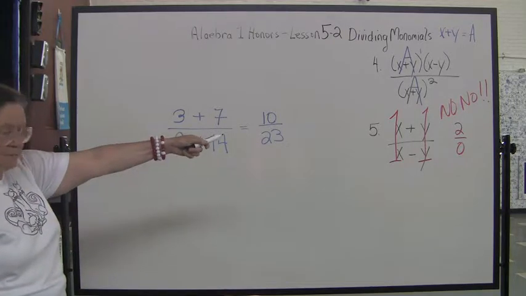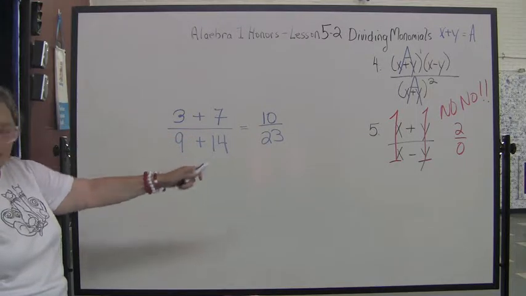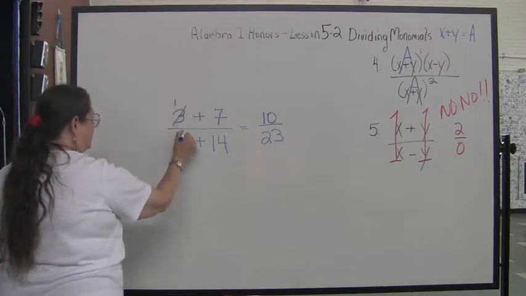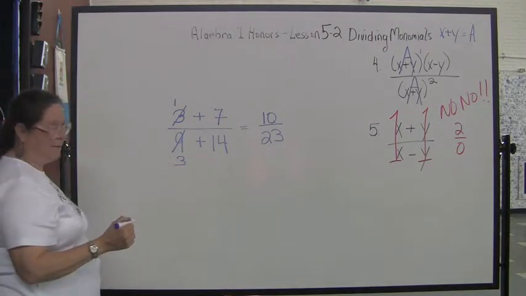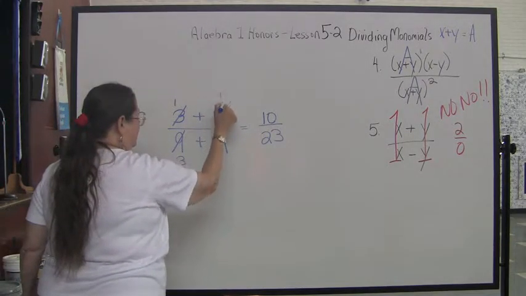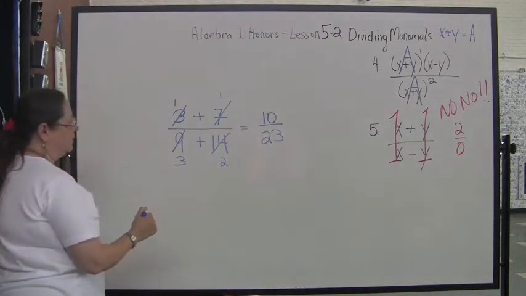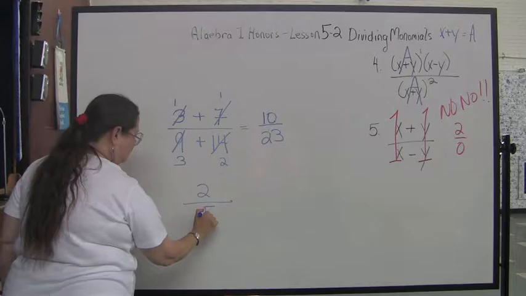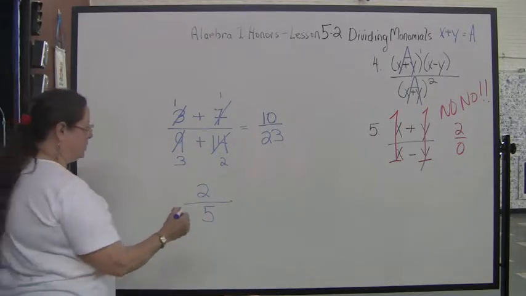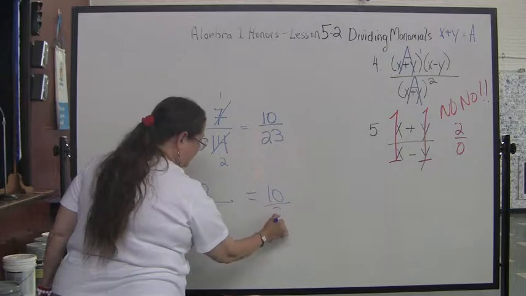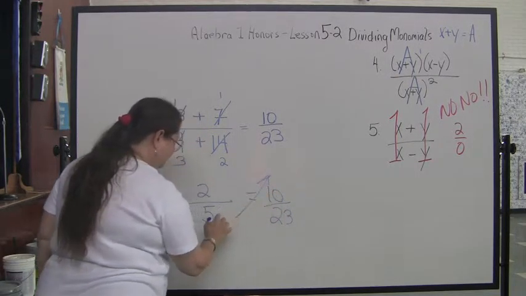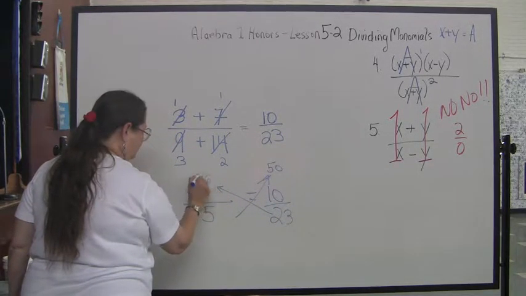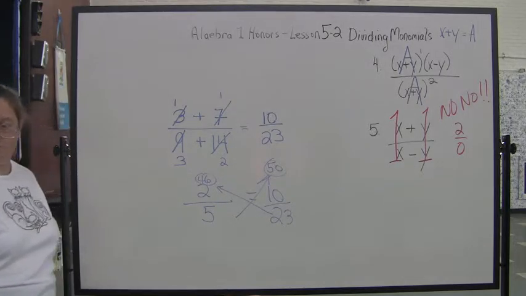Now, if we applied our same theory that we wanted to do over there, if I did over here what I wanted to do over there, I divide 3 by 3 and get 1, 9 by 3 and get 3, right? I would divide 7 by 7 and get 1, 14 by 7 and get 2. Then I'd have 1 plus 1 or 2 over 3 plus 2 or 5. 2 fifths. Is 2 fifths equal to 10 23rds? Well, remember a real quick way to check. You cross multiply. 5 times 10 is 50. 2 times 23 is 46. They don't equal, so they're not the same fraction.